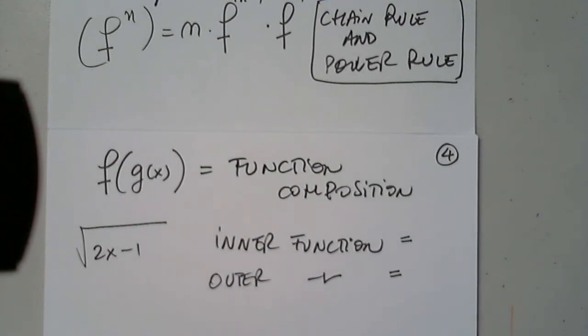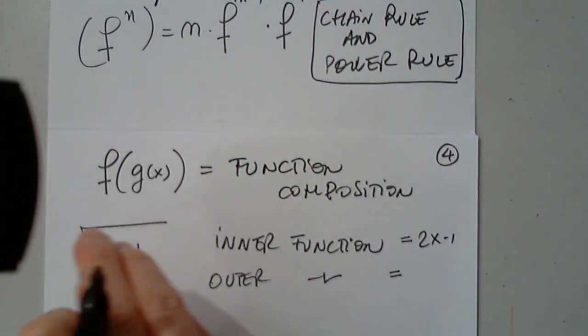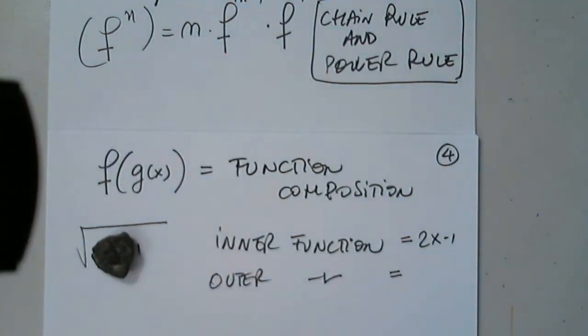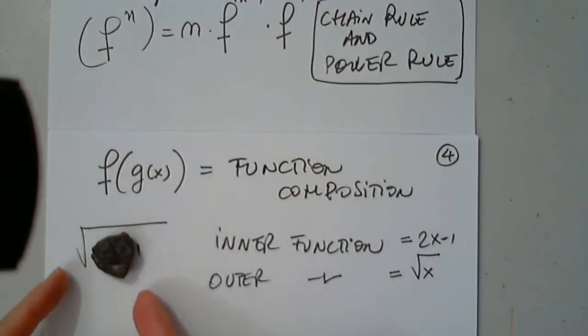Is the inner 2x minus 1? Absolutely. That's the inner. What is the outer? What function is applied to 2x minus 1? That will be the outer. Square root of x. Brilliant. Exactly. That's why I covered it, so you don't see anything else but the square root of x. This will be a function composition.